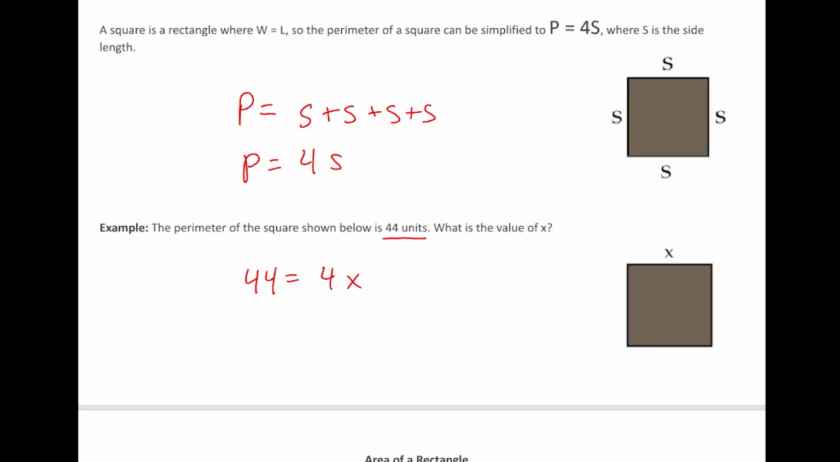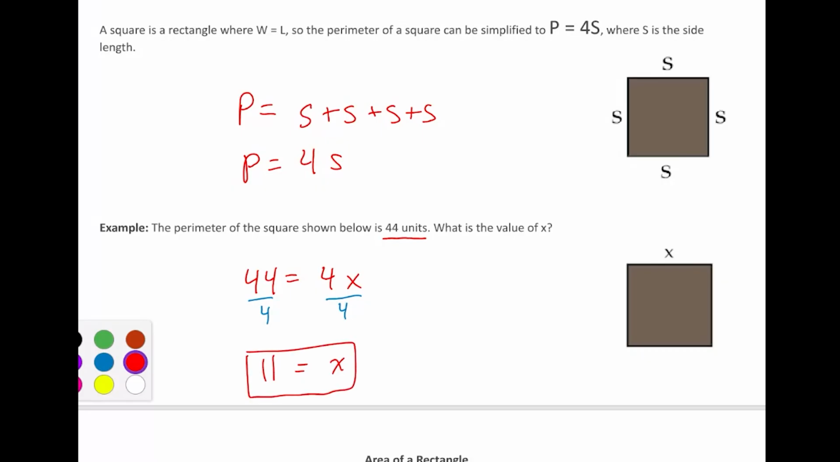44, being the perimeter, equals 4 times the side length, which is x. Then divide both sides by 4. Divide by 4, divide by 4, and we get x equals 11. That means the side length of this square is 11. All the sides are the same, so you don't have to find them separately. Any questions about perimeter?